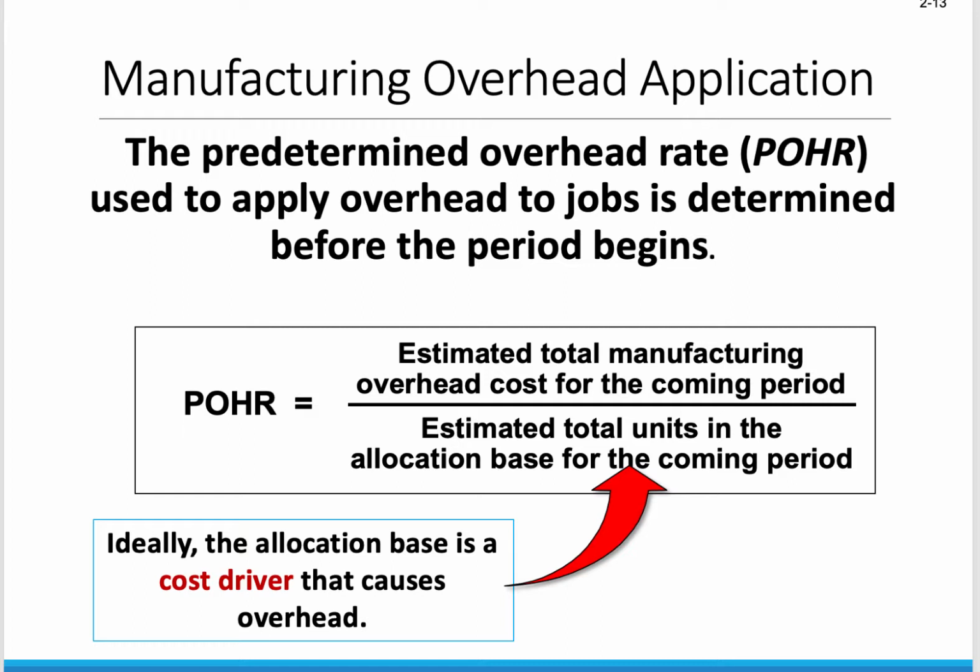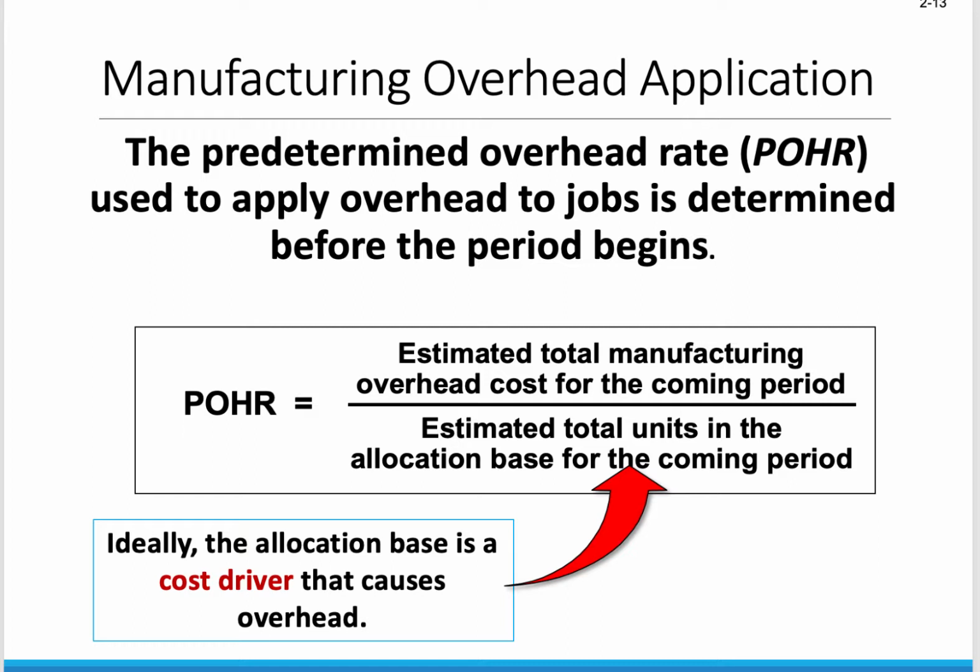Or we take the estimated total manufacturing overhead cost for the coming period, and we divide that by the estimated total machine hours that will be incurred in the coming period. Or we could take the estimated total manufacturing overhead cost for the coming period, and we divide that by the estimated total direct labor dollars that we estimate for the coming period. Okay, so you got to know that. You got to know that cold, right? Meaning, if you see a question, how do you calculate the predetermined overhead rate? You got to know that equation, and you got to be able to plug the numbers in.